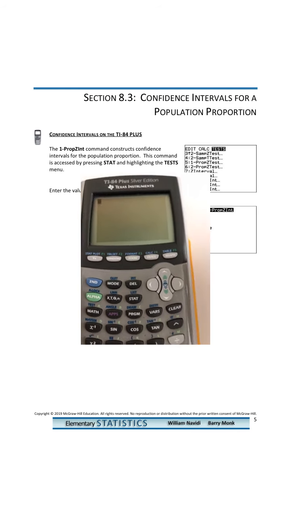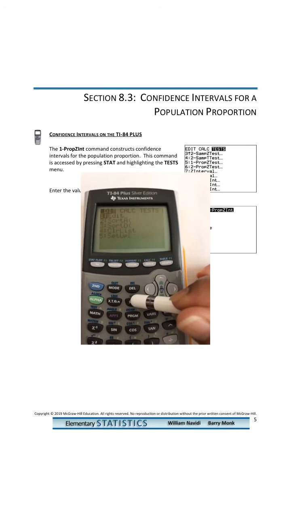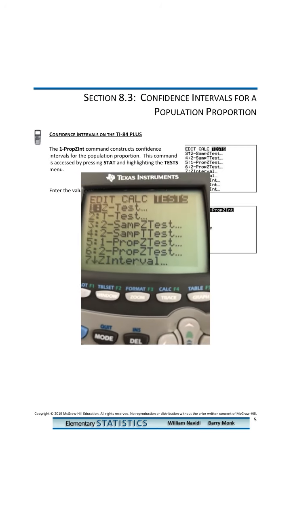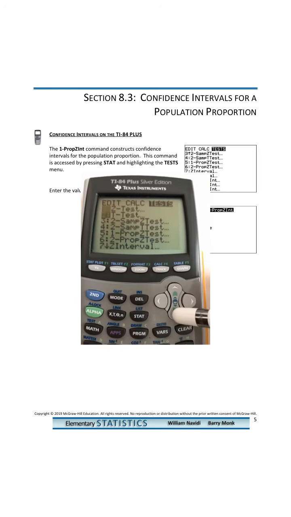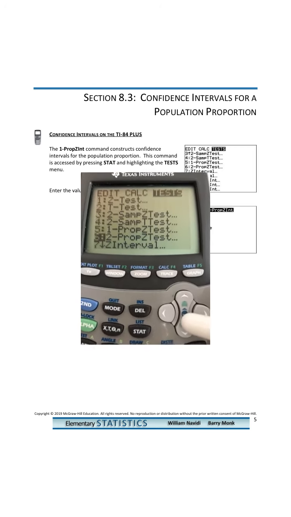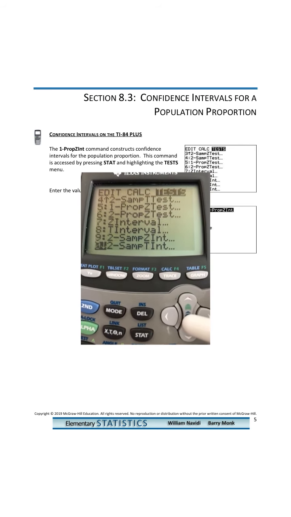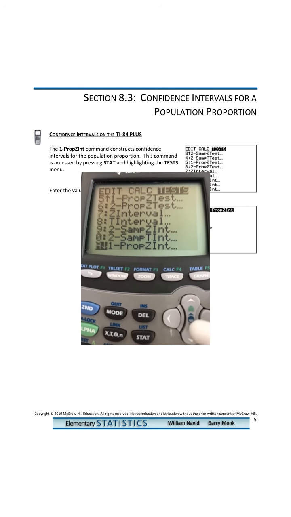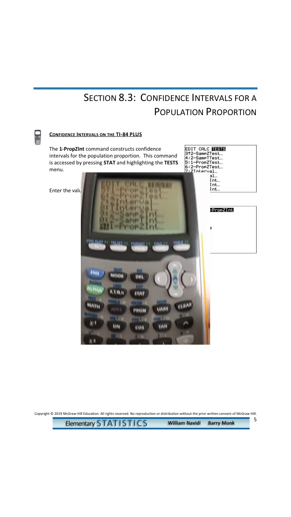Now we are going to find the confidence interval for a population proportion using the TI-84 calculator. First press Stat, then use the arrow key to select Tests. Use the arrow key. We need 1-PropZInt. Press enter.